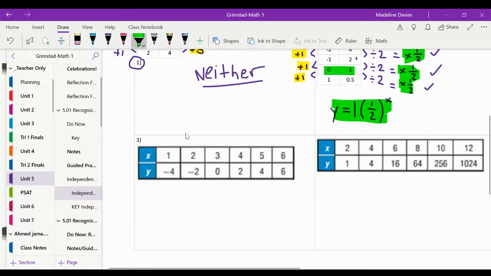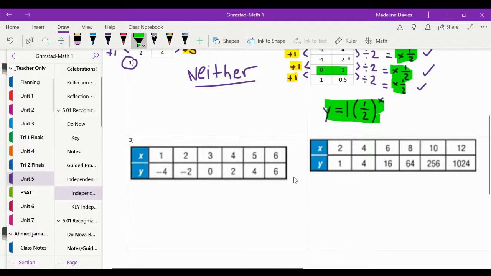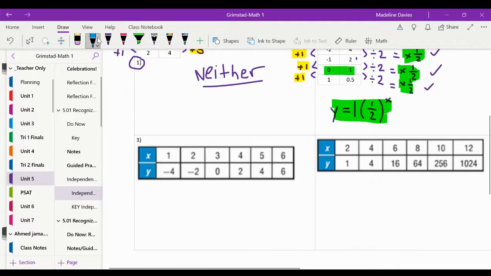So I want you to do 3 and 4 on your own. And remember, when you're counting up, you're adding. I guess I'll start this one for you. We're going up by 1. And then here, we're also adding on this one. We're going up by 2.